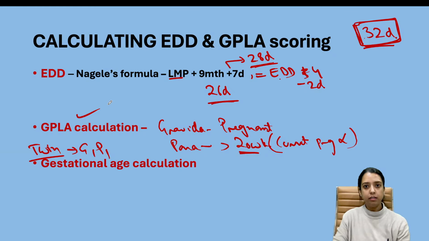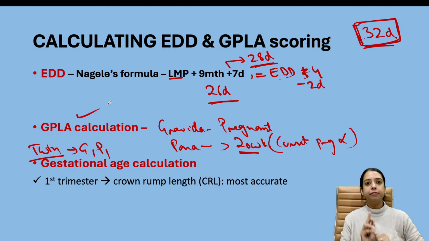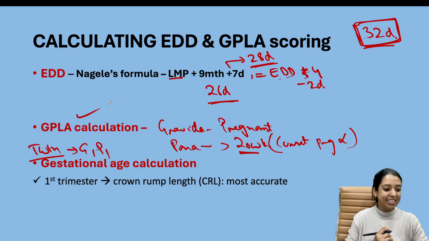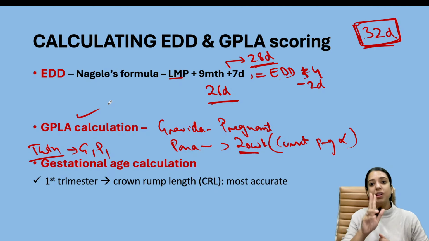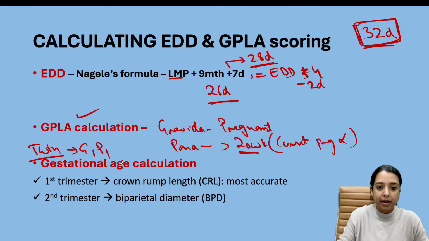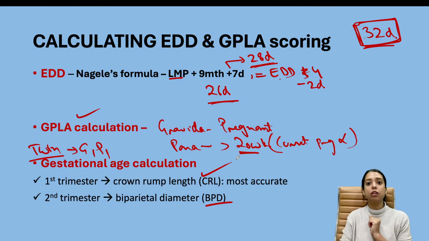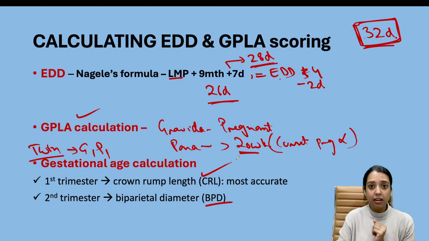Gestational age calculation. What is the best way of calculating gestational age? The best way, crown rump length. In first trimester, using crown rump length is the best way of calculating gestational age. If she comes to you in second trimester, then now you can't use crown rump length. So best way in second trimester is biparietal diameter. इन दोनों में से बेस्ट कौन सा है? This one. So best way to calculate gestational age is CRL. In second trimester it is BPD.